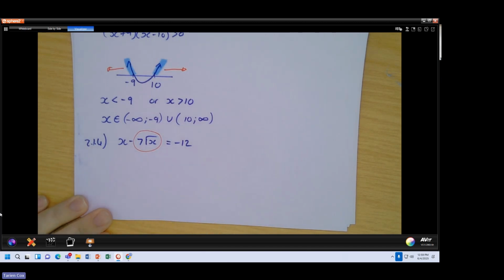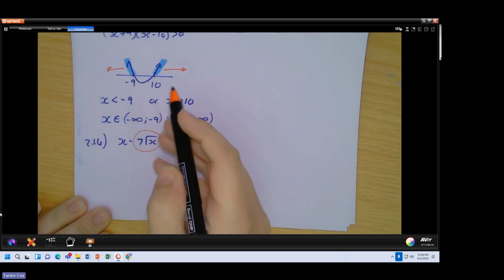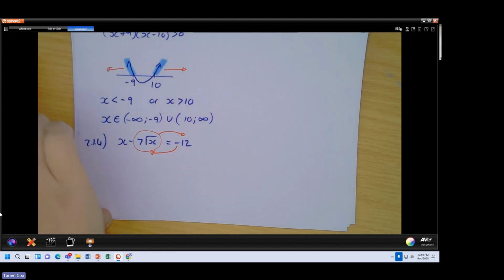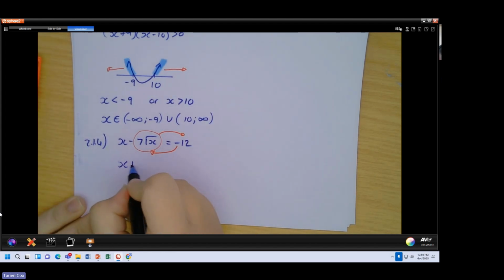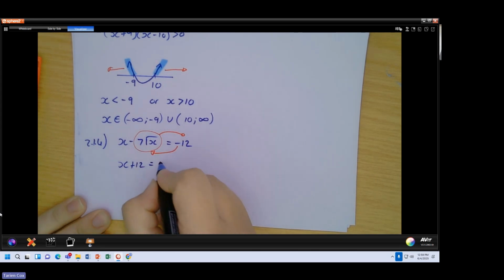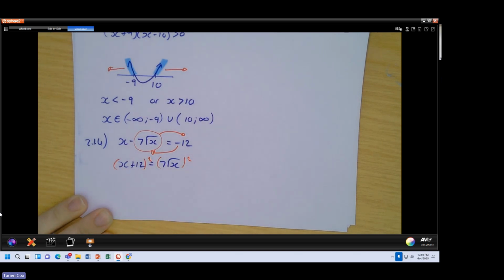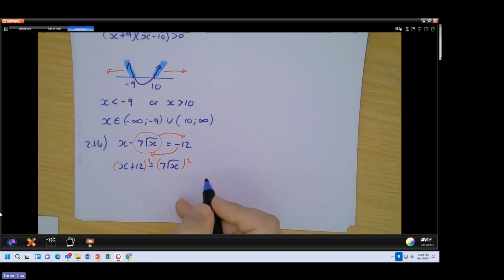But then for me to make the signs work for me, I'm rather going to take this to this side and bring this negative 12 to this side, which means I'm going to end up with x plus 12, and then it will be positive 7 square root x. That tells me I can now square both sides, and I'm going to keep the 7 there. I'm not going to have the 7 bug me, because you can still square the 7. Do not try and divide with the 7, because then you're going to sit with fractions, and we don't want fractions.